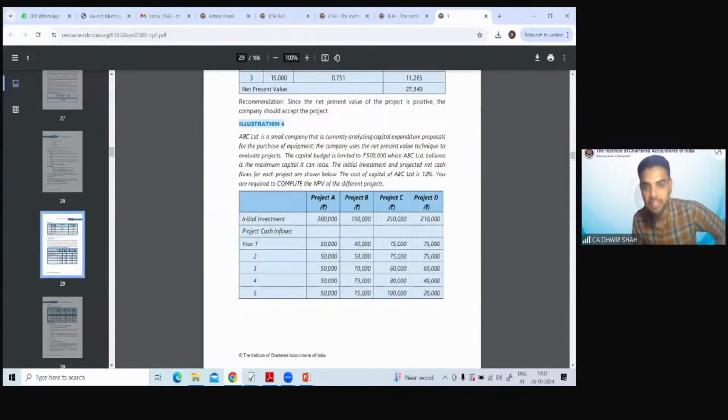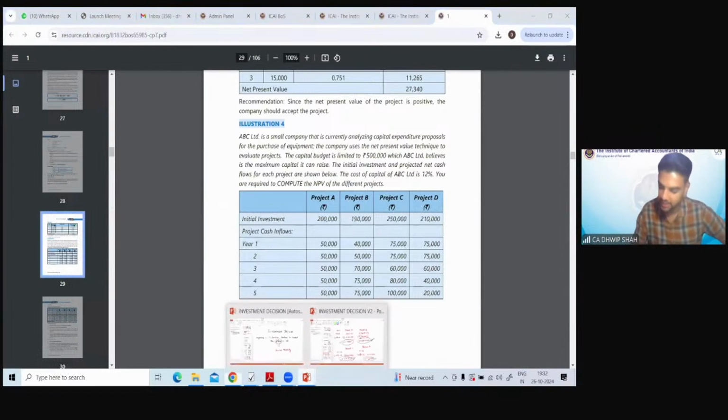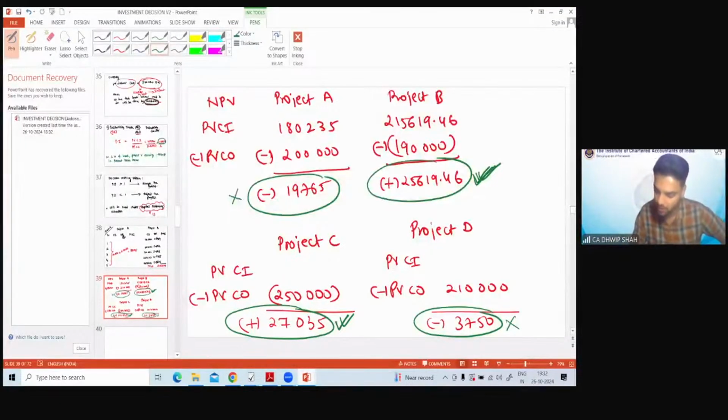Had the question said that the projects are mutually exclusive, then we would select the project with the highest NPV. In that case, our answer would be project C. Mutually exclusive means either or. You need to select just one. In that case, we would select project C.